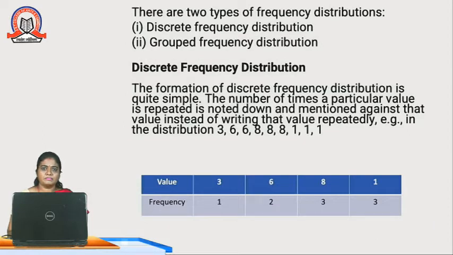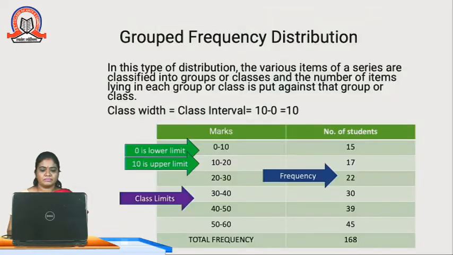There are two types of frequency distribution: discrete frequency distribution and grouped frequency distribution. The formation of a discrete frequency distribution is quite simple. The number of times a particular value is repeated is noted down and mentioned against that value, instead of writing that value repeatedly. That is, the values 3, 6, 8, 1, and the frequencies are written as 1, 2, 3, 3.